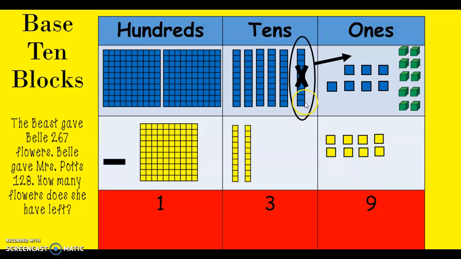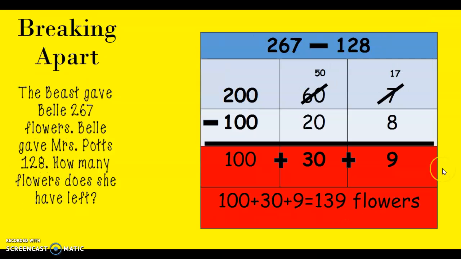Now over here we've lost a group of tens, so we have 10, 20, 30, 40, 50 minus 10, 20. So 5 minus 2 is 3. Okay? And then you move over to your hundreds, you've got 200 minus 100 is 100. So your answer would be 139.